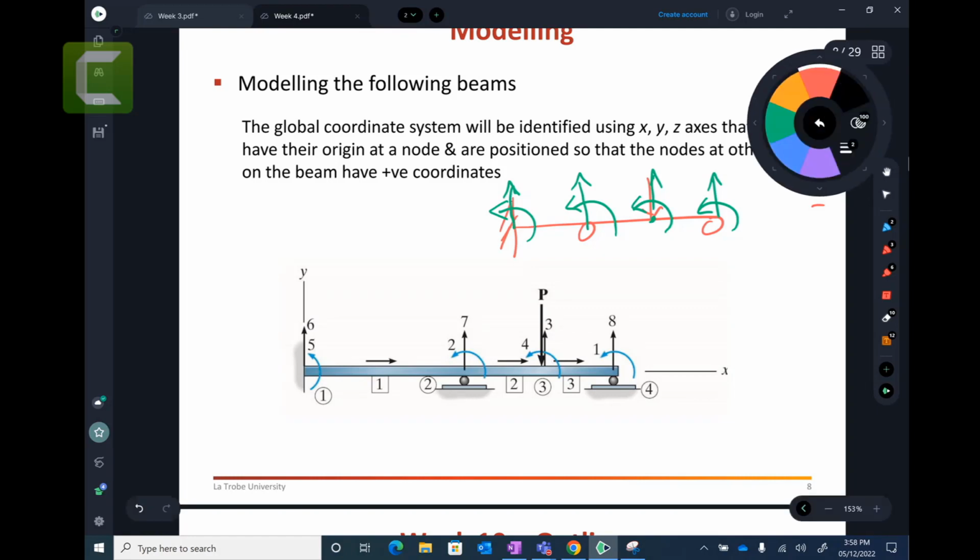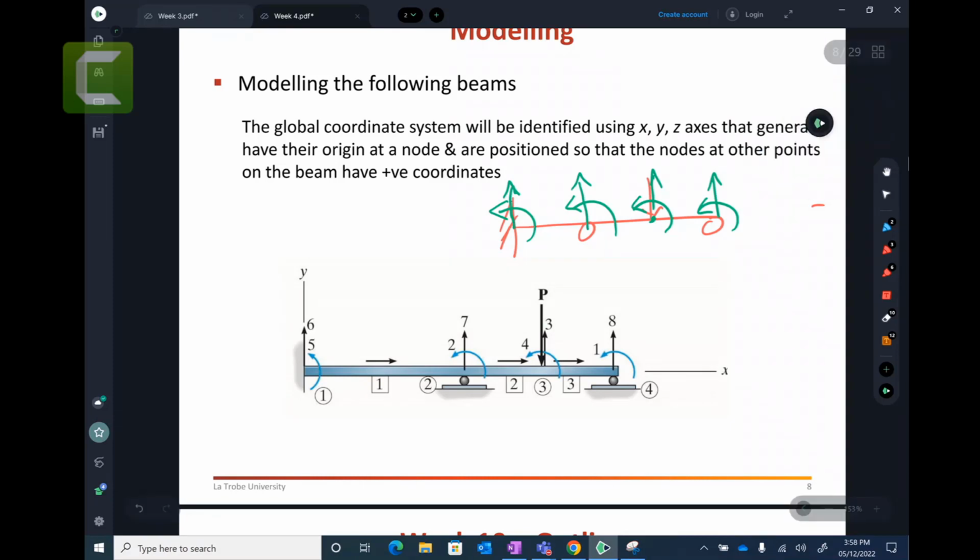Now, there are rules for this. There are rules for the numbering. You have free degrees of freedom, and there are two kinds of degrees of freedom: free degrees of freedom and fixed degrees of freedom. Again, remember free and fixed degrees of freedom. Let me write it here. Free degrees of freedom and fixed degrees of freedom.